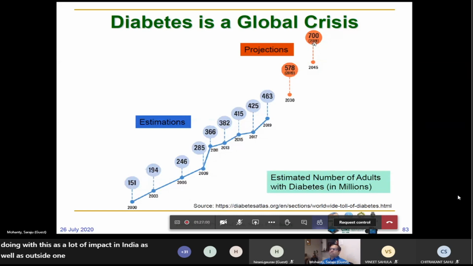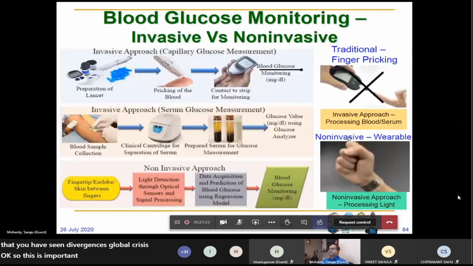So what is the estimation? You can see here a huge number: 700 million population has diabetes. That's all the things I just discussed, stress, food habit, seizure, all these falls altogether is less than whatever problem you are seeing here. Diabetes is a global crisis. So this is an important problem we need to address.